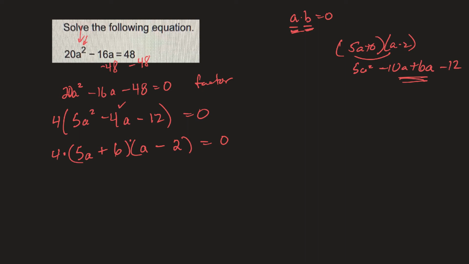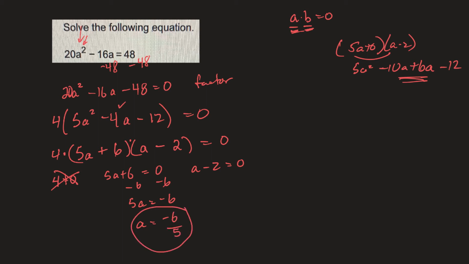So my answer is one of those is equal to 0. So first I can say 4 is equal to 0, 5a plus 6 is equal to 0, and a minus 2 is equal to 0. Now we know that 4 is not equal to 0, so that's not an answer. Then this one I can solve by subtracting 6 first. 5a equals negative 6, and dividing both sides by 5. So there's one answer, and then here I'll add 2 to both sides, so I get a is equal to 2. So those are my two answers.